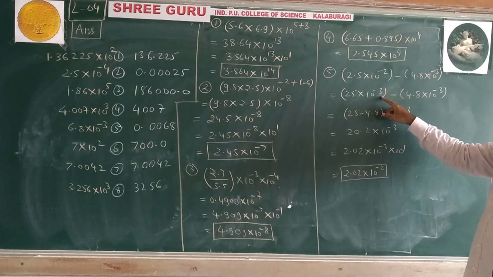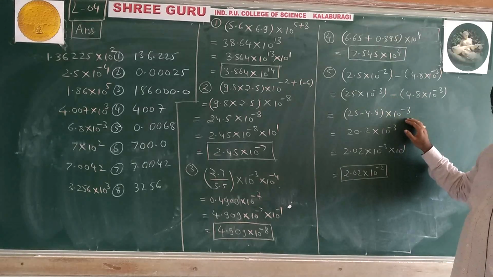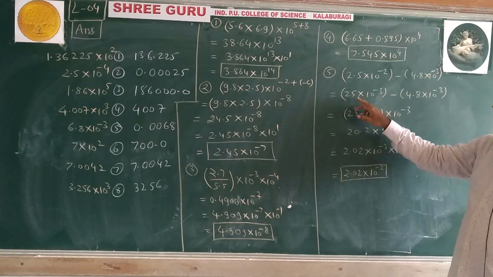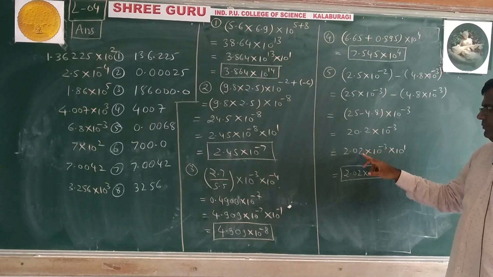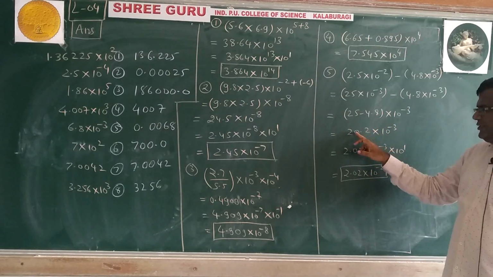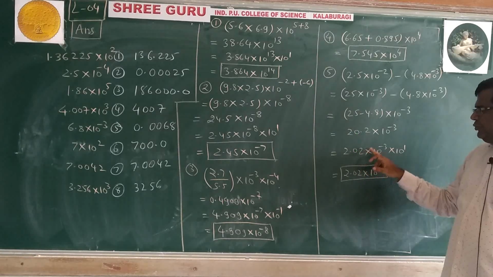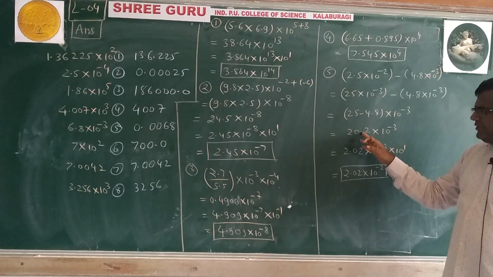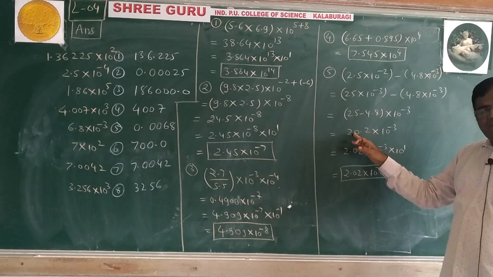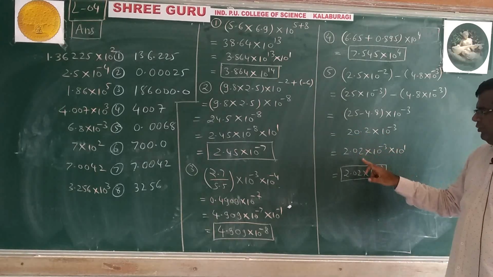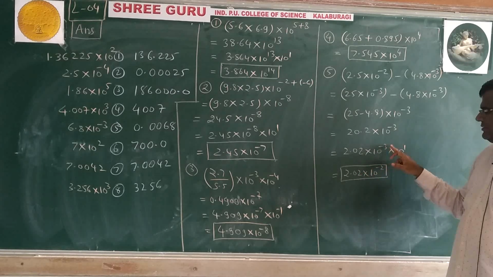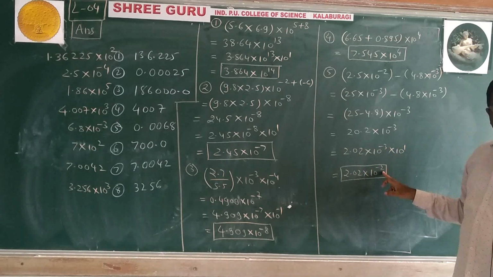Now 10 raised to minus 3 is common. I have taken it out of this bracket. 25 minus 4.8 is 20.2. Then I have shifted this decimal point here. 2.02 multiplied by, I have shifted this decimal point towards the left. So plus 1 place, plus 1. 2.02 multiplied by 10 raised to minus 3 plus 1 is minus 2.